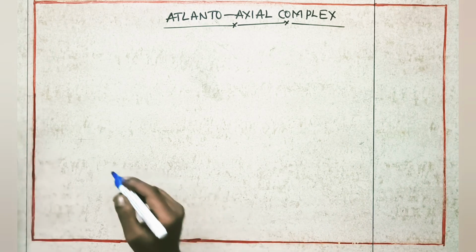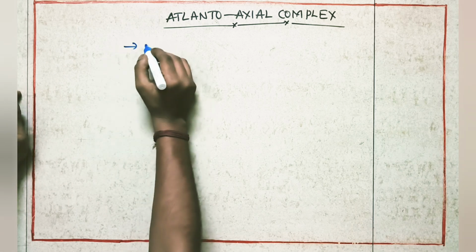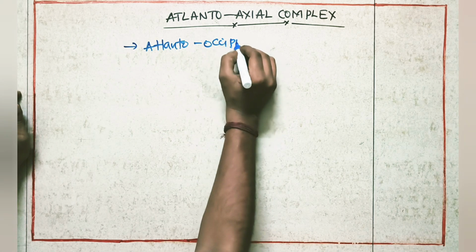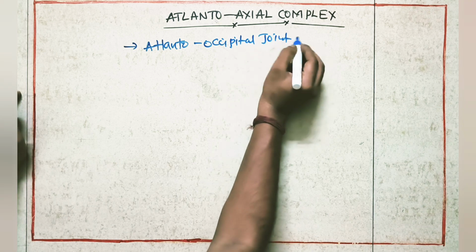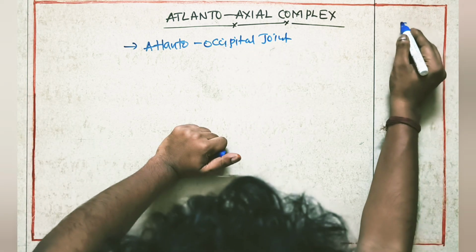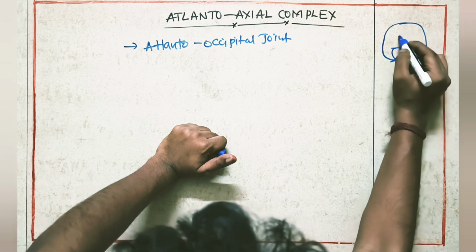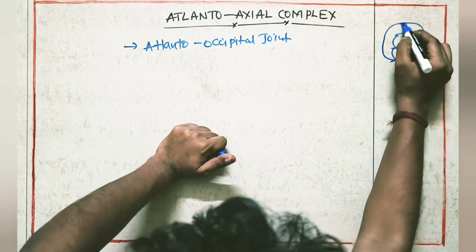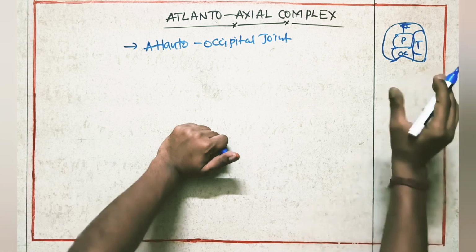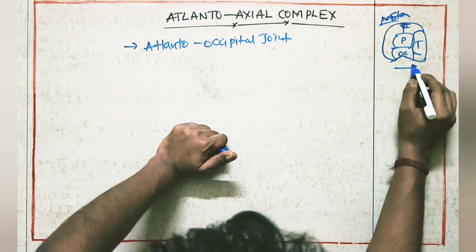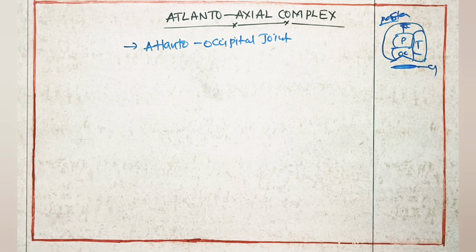In this atlantoaxial complex, first we'll see the atlanto-occipital joint. It's very clear, no need to explain. Here we'll be having the skull. Behind the skull, this is the occipital bone, this is parietal bone, this is temporal, this is frontal. We are seeing posteriorly. Here we'll be having the atlas, C1, cervical vertebra.